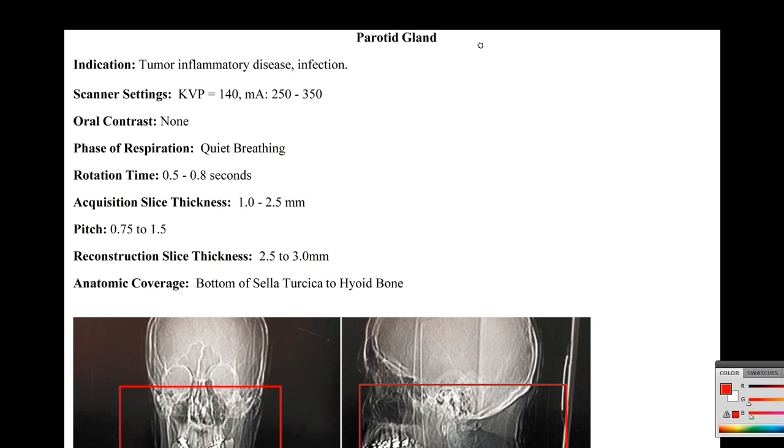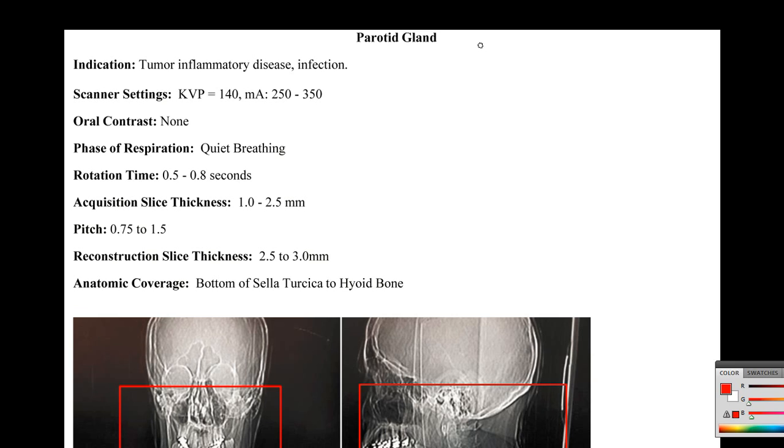The parotid gland. As we'll see, this is very specific. The parotid gland is situated between the EAM and the mandible, or the sternocleidomastoid muscle and the mandible. And so we're looking for this vicinity. For scanner settings, first the indication is for a tumor or an inflammatory disease, such as an infection of this gland. The scanner settings are going to be kVp around 140, mA around 250 to 350. All of this is variable depending on the patient size and age.